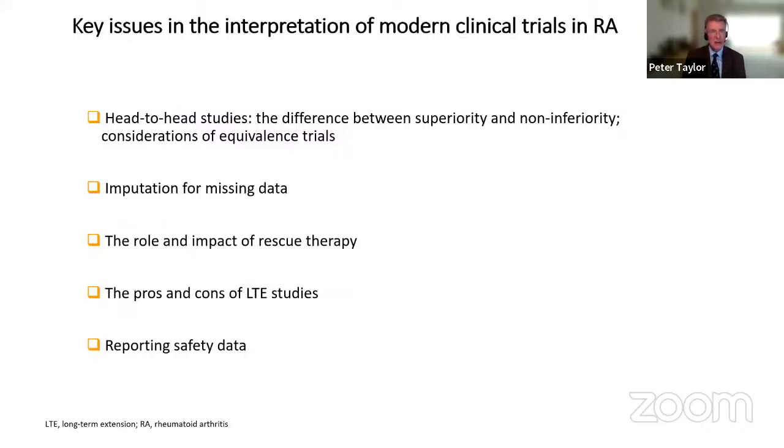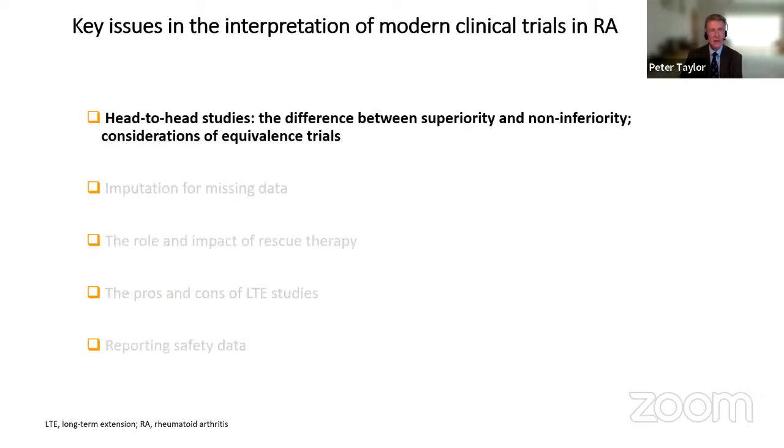So let's have a look at the issues that we're going to consider. First of all, we'll talk about head-to-head studies and look at the difference between superiority and non-inferiority trials, and also take into account the issue of equivalence trials. We'll look at imputation for missing data and how that's dealt with. We'll look at the role and impact of rescue therapy. We'll look at the pros and cons of long-term extension studies, and we'll also take a brief summary look at how safety data is reported.